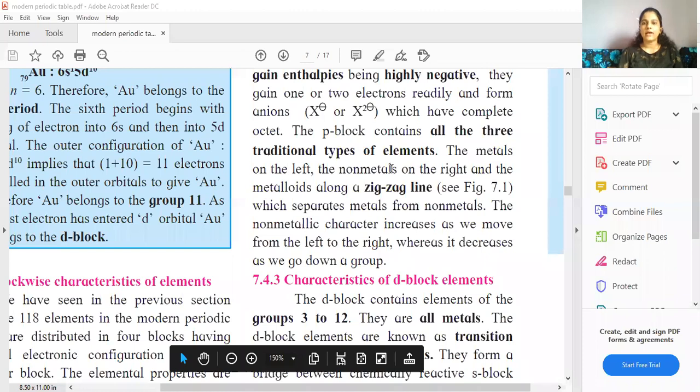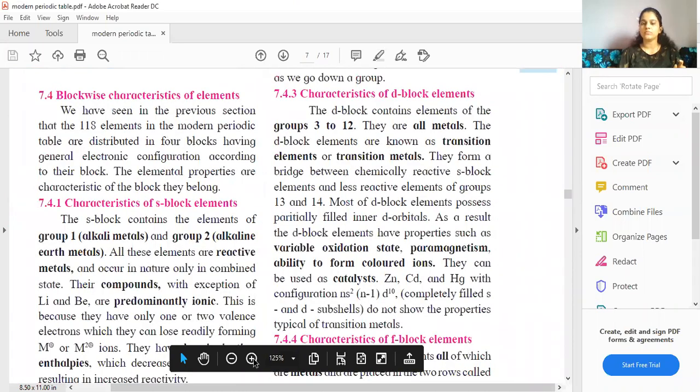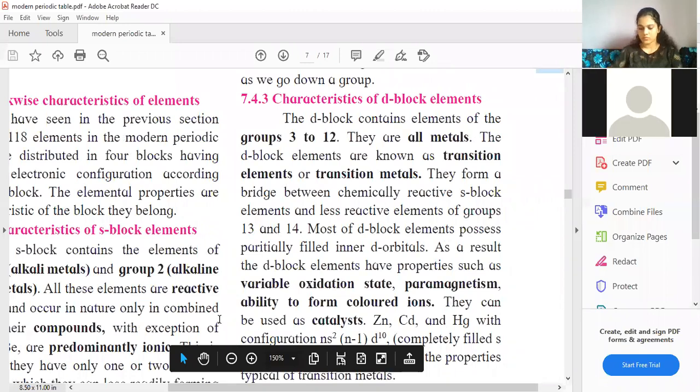Okay, I hope everyone can now see the PDF for the modern periodic table, right? D block, characteristics of D block. Please let me know. Yes, miss. Okay, fine.